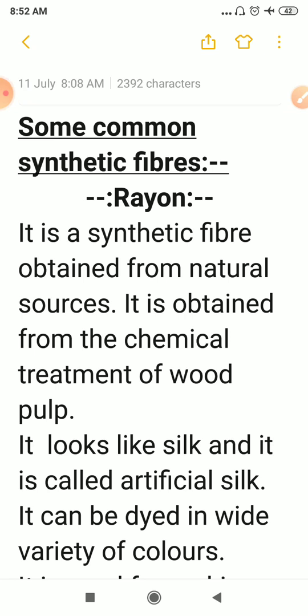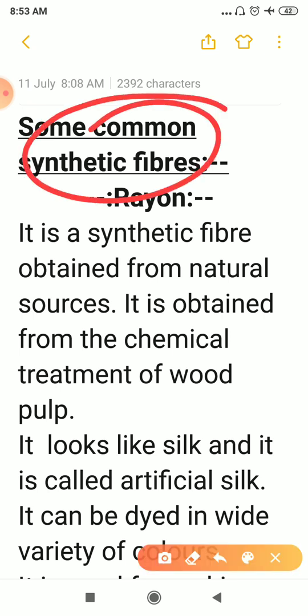In the previous video, we discussed synthetic fibers and how synthetic fibers are made. Synthetic fibers are made from small units called monomers. These monomers are joined together to form a polymer. Today we will discuss some common synthetic fibers that we use daily in our life.